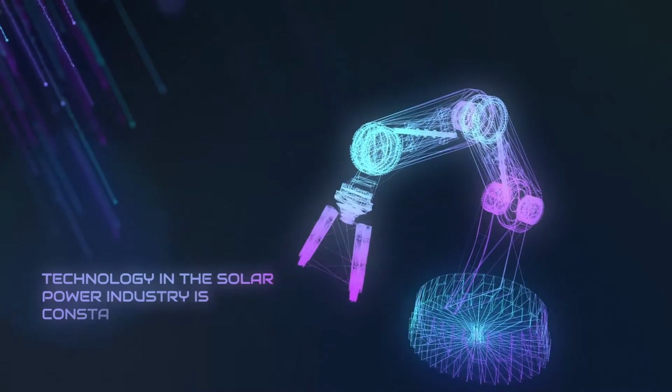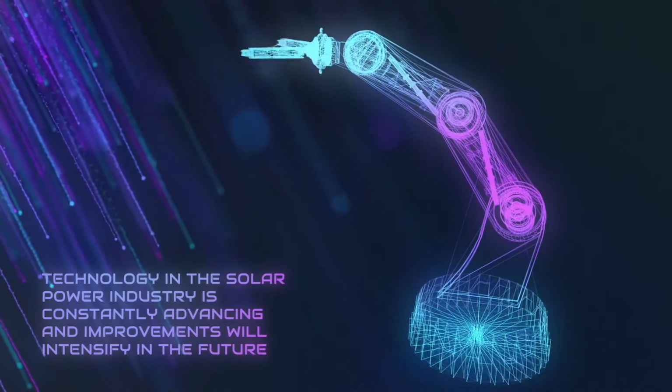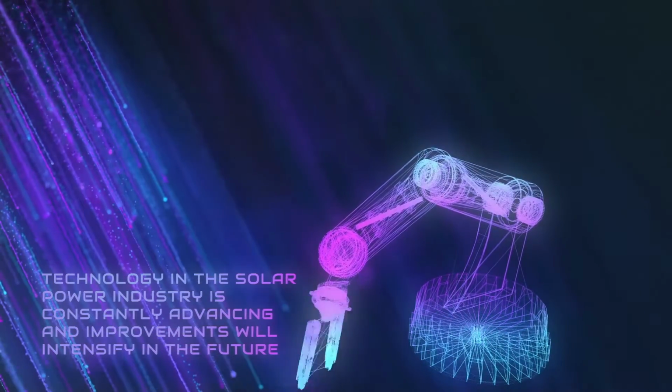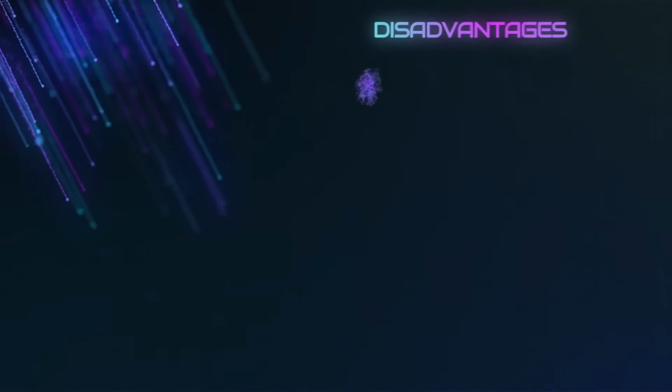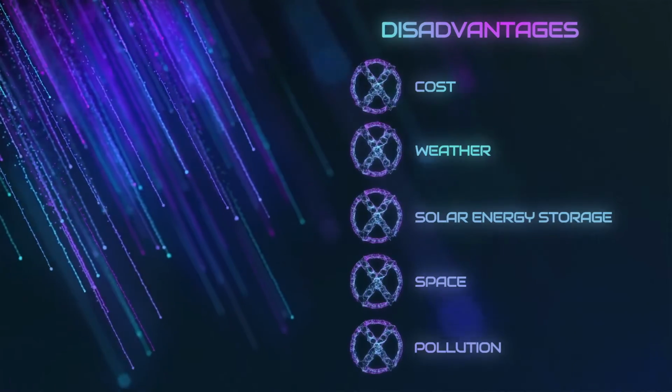Technology in the solar power industry is constantly advancing and improvements will intensify in the future. Innovations in quantum physics and nanotechnology can potentially increase the effectiveness of solar panels. Disadvantages: cost, weather, solar energy storage, space and pollution.